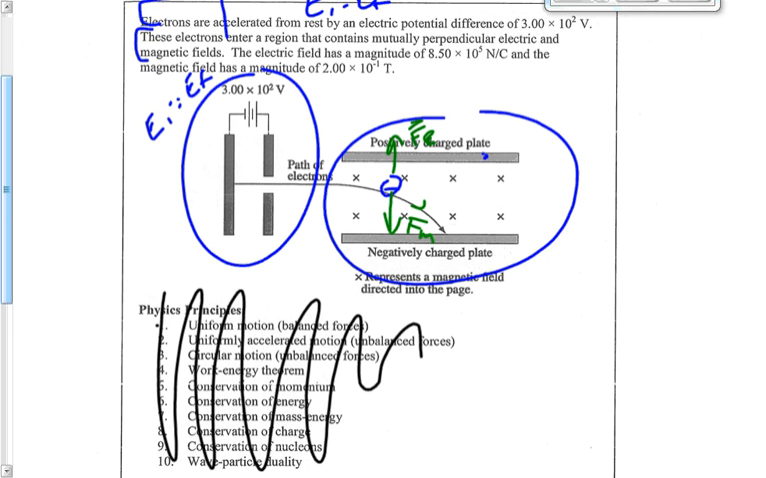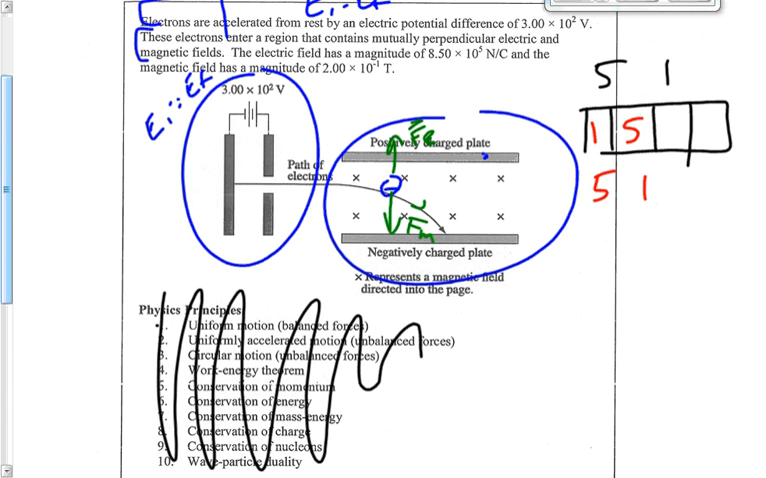I do see conservation of energy, sure. And that's principle 5 and principle 1. You can list that as 1, 5, or you can list it as 5, 1. It doesn't matter. You just have to list them in a particular order.